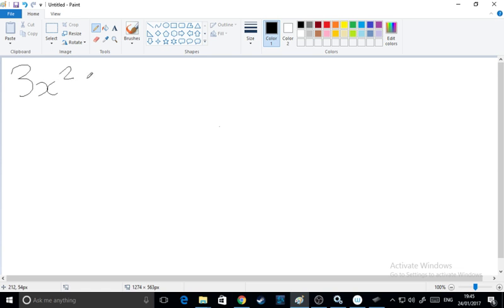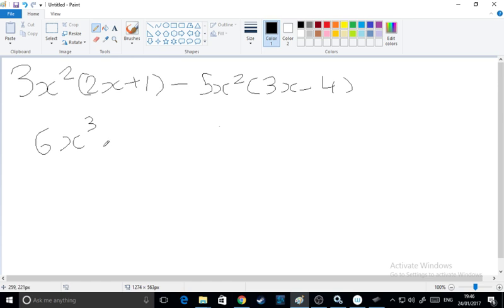3x squared bracket 2x plus 1 bracket minus 5x squared bracket 3x plus 4. Oh no, sorry, minus 4. Hopefully that didn't ruin anything you were writing down. So I'm just going to go through this one very quickly. I'm not going to explain why I'm doing it in order. So 3x squared times 2x, you would get 6x to the power of 3, because you do 3 times 2, x like that. 3x squared times 1, so plus 3x squared, minus 5x squared. Yeah, actually no, it'd still be minus. What am I doing? Minus 5x squared times 3x, you would get 15x cubed.